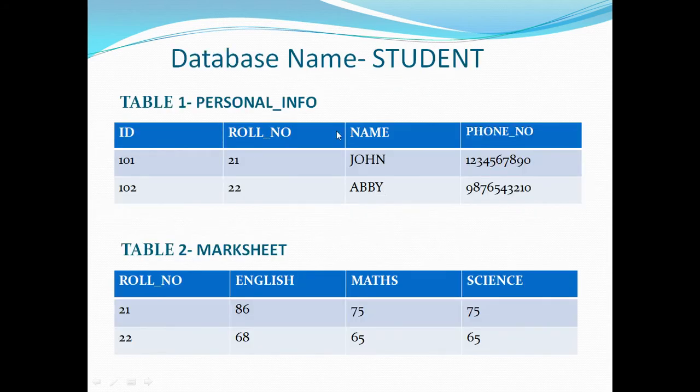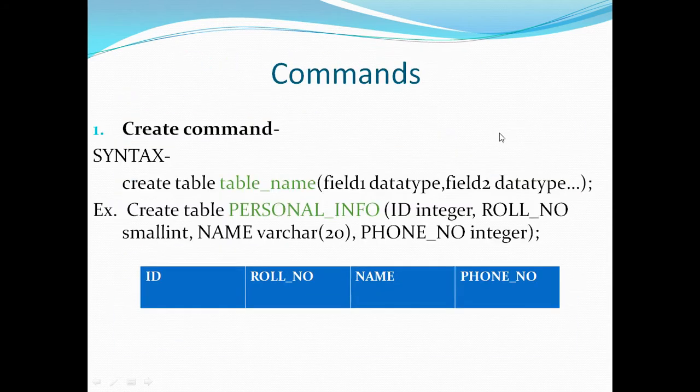Suppose how many fields do we have? 1, 2, 3, 4. So 4 fields. We will write field 1 and its data type, then we will put a separator, then field 2, its data type, then a comma, field 3, data type, and so on. And finally, we'll close the bracket, and at the end we will write a semicolon, also called the terminator.